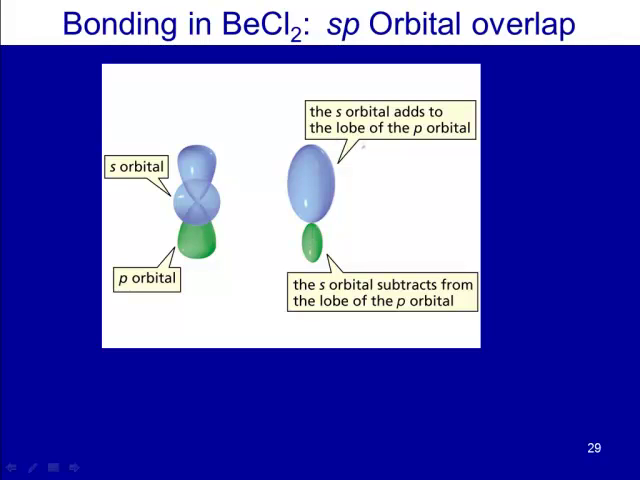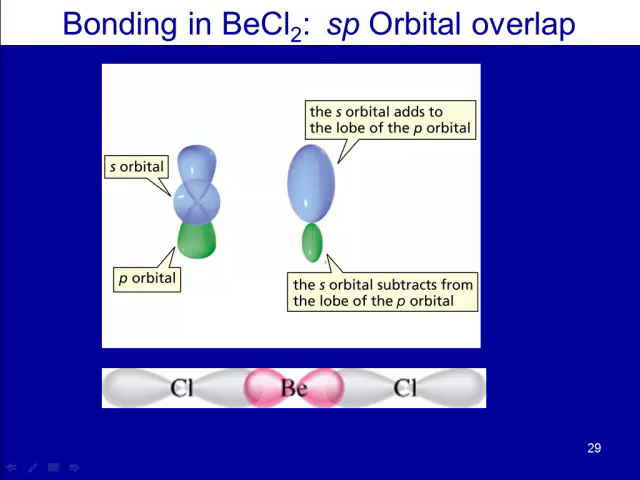So the s orbital adds to one lobe of the p orbital, and the s orbital subtracts from the other lobe of the p orbital. So one adds, the other cancels. That's why you can have this shape of hybridized orbitals, in this case sp hybridized orbitals. In this case, they are oriented 180 degrees apart. And now you can see right here, the angle will be 180 degrees. Okay, it will be 180 degrees.